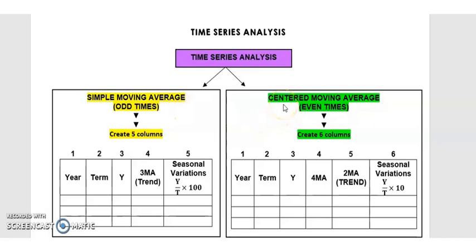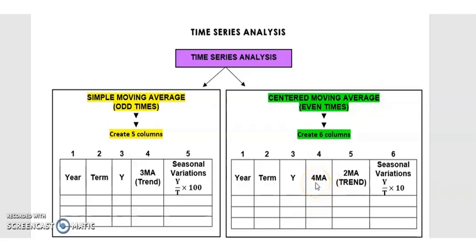centered moving average, directly you create 6 columns. Similar to simple moving average here, but you need to add one more column here for moving average. Example, let's say the data was collected quarterly. We have quarter 1, quarter 2, quarter 3 and quarter 4. So you create first a 4 moving average. Why 4 moving average?